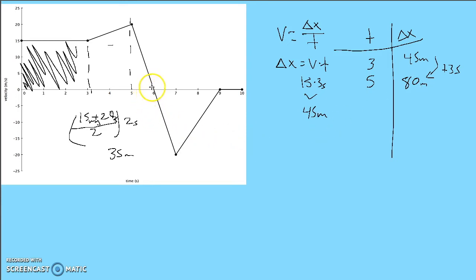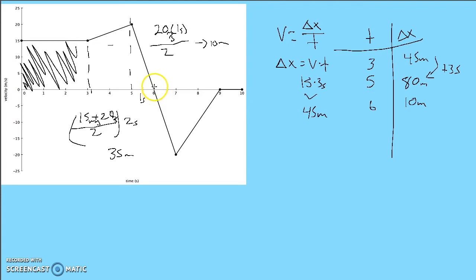Alright? And now we would need to find the area of this little triangle here. So that would be 1 second. We have a height of 20 meters per second. Remember, the area of a triangle is the base times the height divided by 2, or times 1/2. And so that's going to give us another 10 meters. So at 6 seconds we've got another 10 meters.